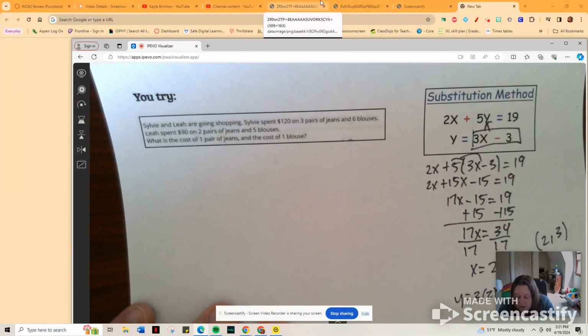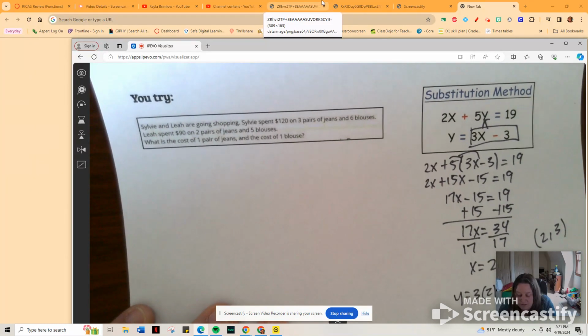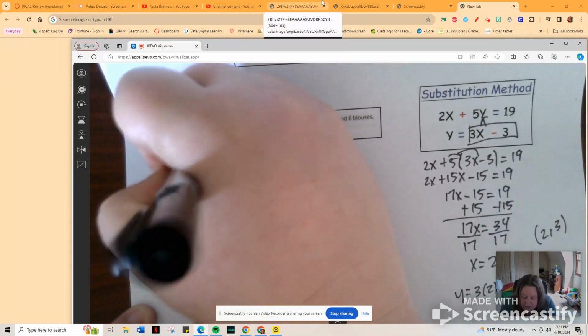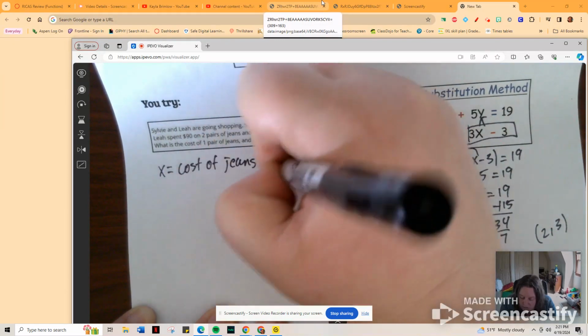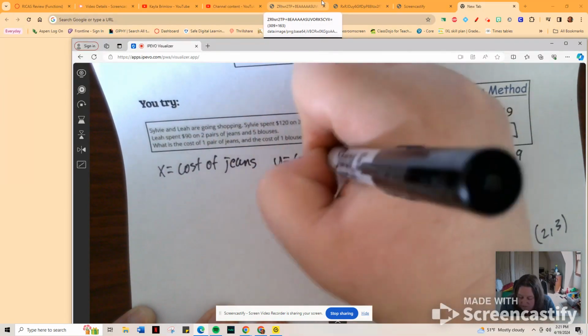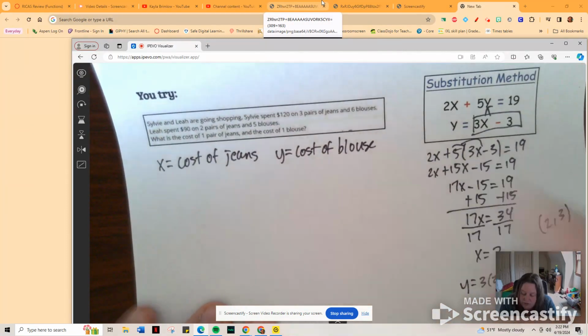So Sylvie and Leah are going shopping. Sylvie spent $120 on 3 pairs of jeans and 6 blouses. Leah spent $90 on 2 pairs of jeans and 5 blouses. What is the cost for 1 pair of jeans and 1 blouse? So I'm going to say x equals the cost of jeans, y equals the cost of a blouse. So I'm going to write some equations.